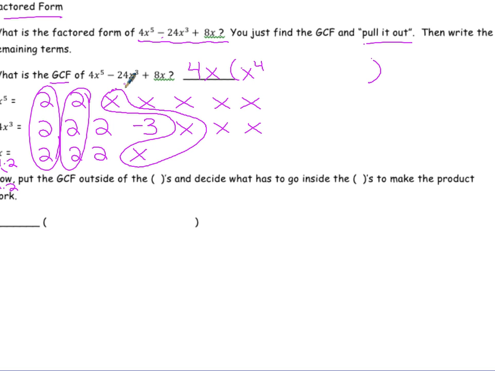For this term, what do we have left? We have a 2 and a negative 3. 2 times negative 3 is negative 6. And we have 2 x's left, x squared. And again, just to double check and make sure we did it right, if you go 4x times this, it does in fact give you this answer, so we did it right. And then for the last term, the 8x, it looks like all we have left is a positive 2, so we'll say plus 2. 4x times 2, does that bring you to 8x? Yes, it does, so we did it right. So this, right here, this is your answer.